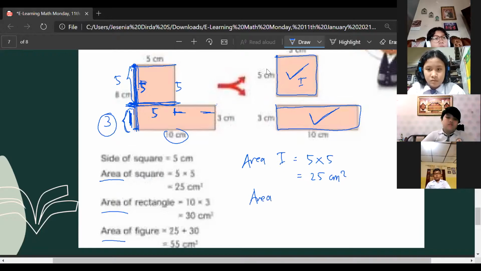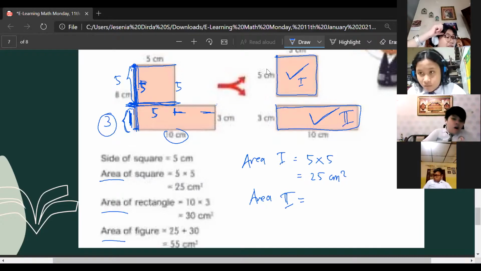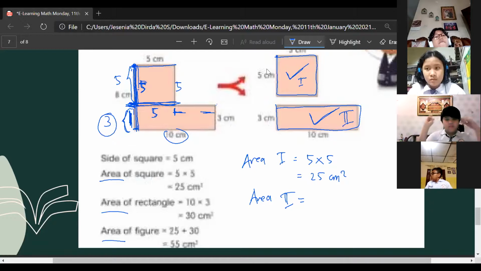The rectangle, Miss. Yeah, the rectangle is? How to find the area of rectangle? 10 times 3. Ya, sebenarnya side times side juga kan? But remember, because the side is different, kita nggak bisa bilang side times side, but langsung aja kita bilang the length times width. Panjang kali lebar.